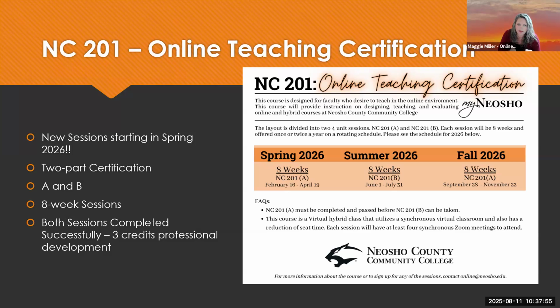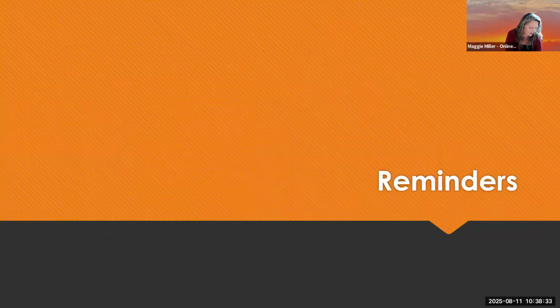If you complete both sections A and B, you are qualified to get 3 credits professional development, and I believe that's a move over on the pay scale as well. So wanted to make sure you knew about that. Does anybody have any questions about the full NC 201 online teaching certification? You'll be seeing more information about that as we get closer, more like October or November. So if you're interested in signing up, you can email us today if you're really excited about it, or you can wait until we send out the information moving forward. Excited to bring that back, that's for sure.